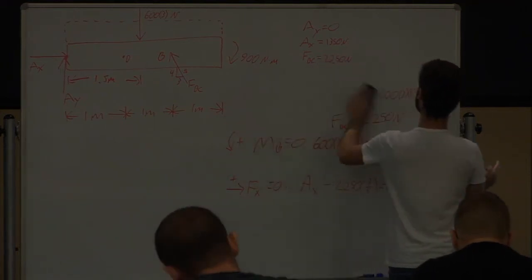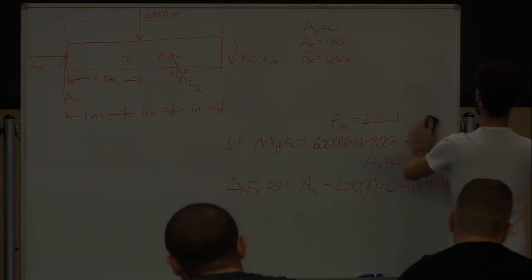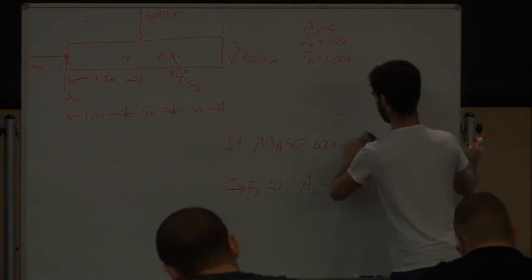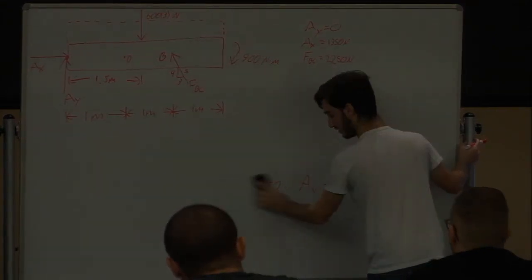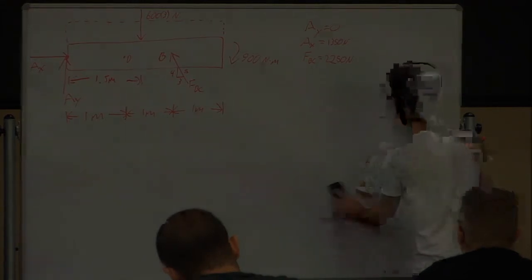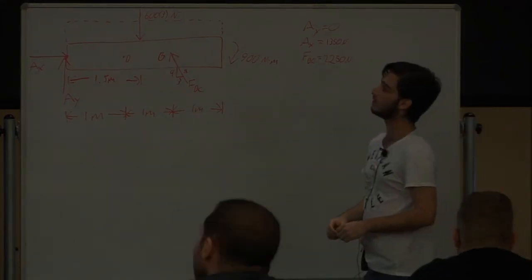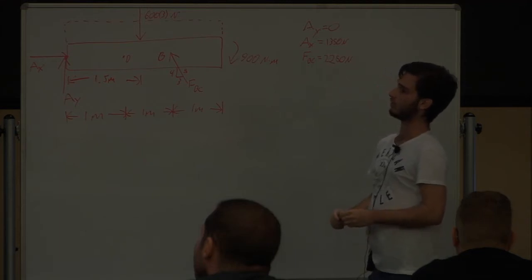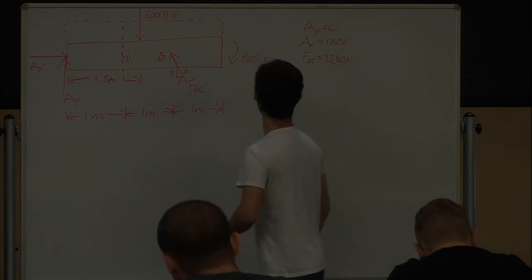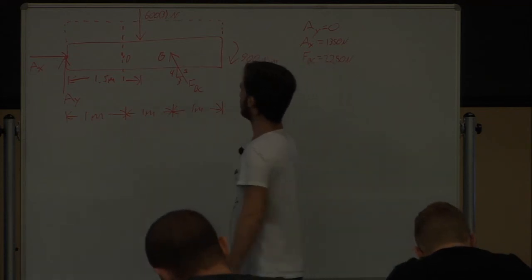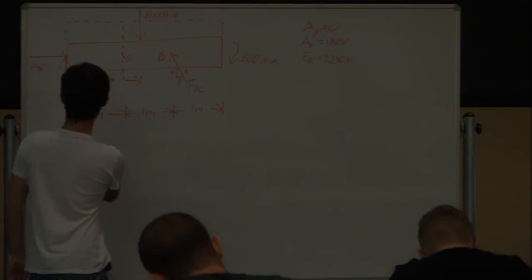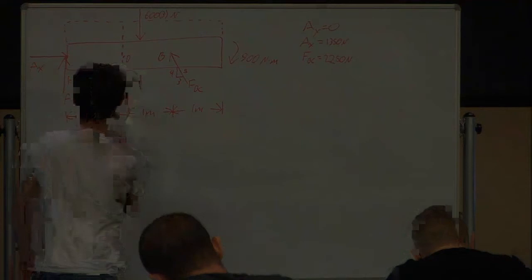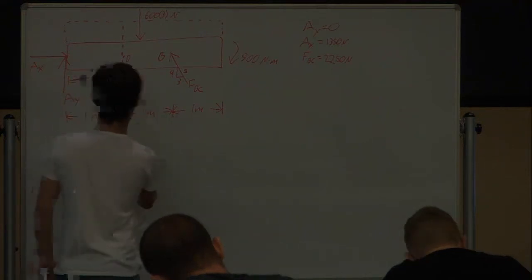So what's next? Cut it, right? At what point? Or any point? Well, let's read. So if I decide to look at the left side, this is my point D. AY is 0, so I don't have it in the free body diagram.